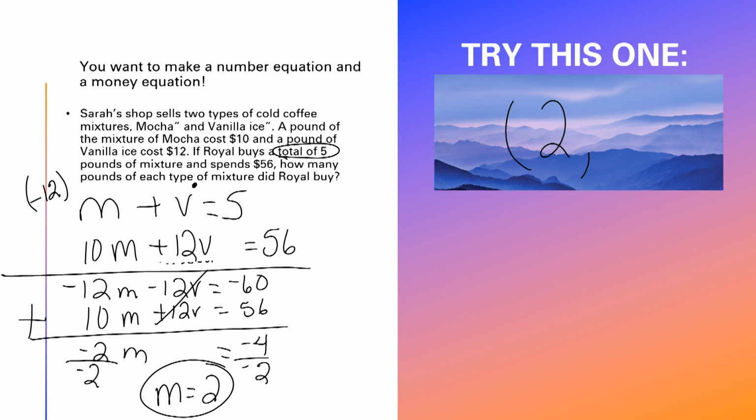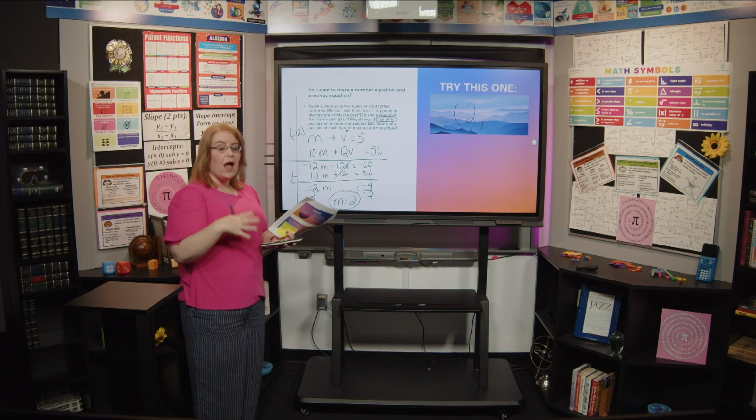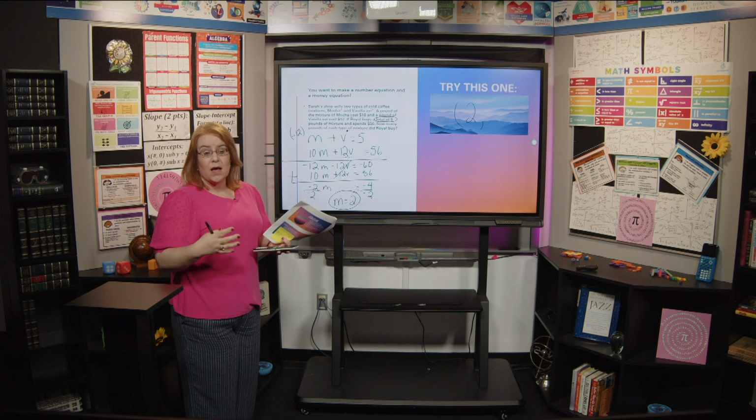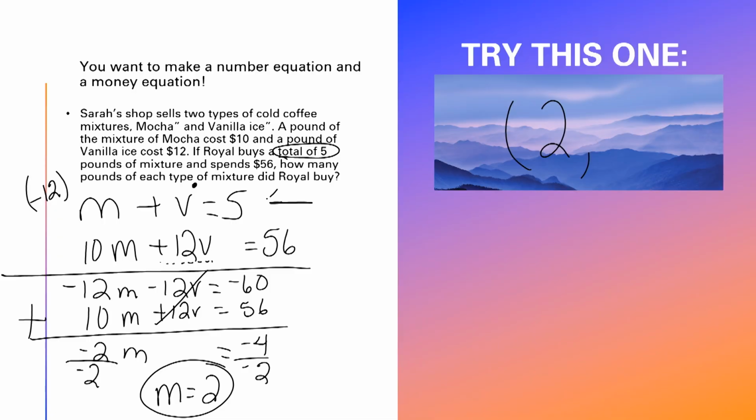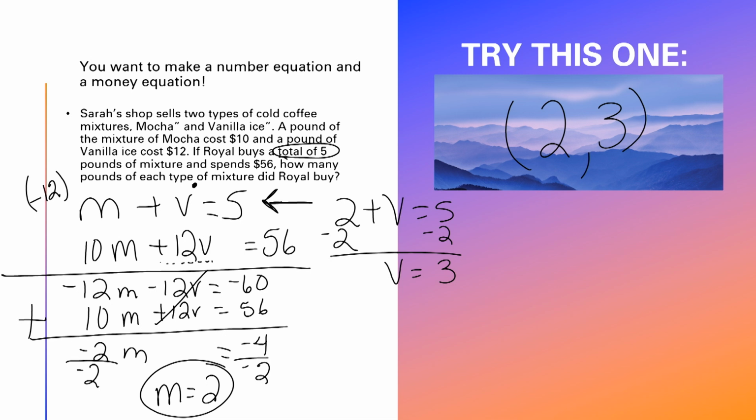Now I need to take that information about mocha and help me solve for my vanilla ice amount. So let's plug that in. So I'm going to go right here and put in 2 for my mocha plus my vanilla ice equals 5. I'm subtracting just like we've always done, and my vanilla ice cost me $3 per pound.